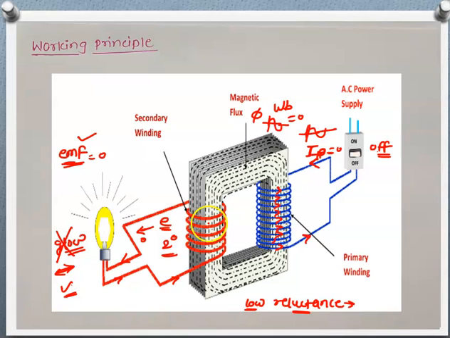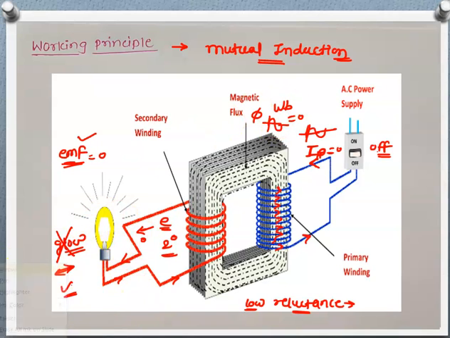Okay, this is the simple working principle of any transformer. It may be a distribution transformer, power transformer, single phase transformer or 3-phase transformer. The transformer works on the principle of mutual induction. Mutual induction, because as you observe here, the primary and secondary do not have any electrical connection between them. Even so, we get the voltage in the secondary winding due to the mutual induction principle. So this is the working principle of a transformer.